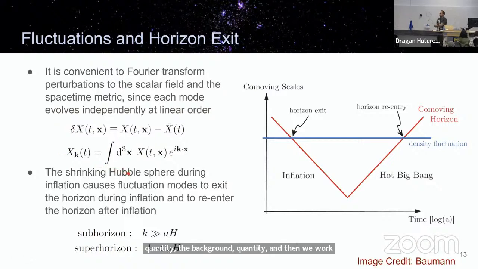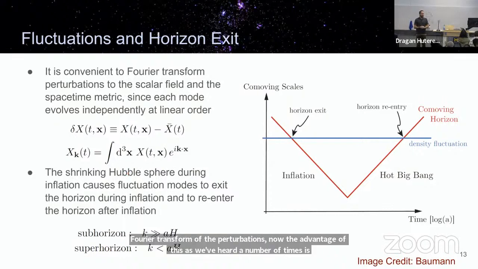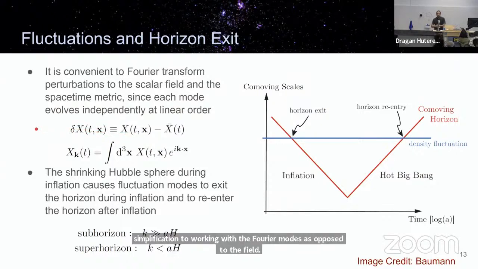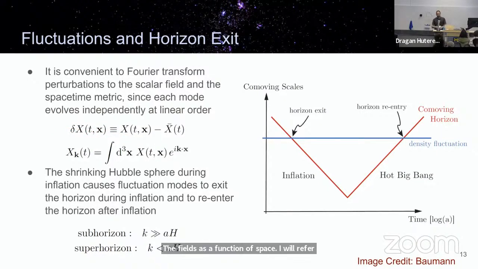Now, the advantage of this, as we've heard a number of times, is that each Fourier mode evolves independently at linear order in perturbation theory. And so there's a huge simplification to working with the Fourier modes as opposed to the fields as a function of space. I will refer very frequently to the modes at a given wave number, and this is what I mean. I'm taking this Fourier transform, and when I talk about the modes at a particular wave number, what I mean is the fluctuation at a particular wave number k. Okay. All right. So good.